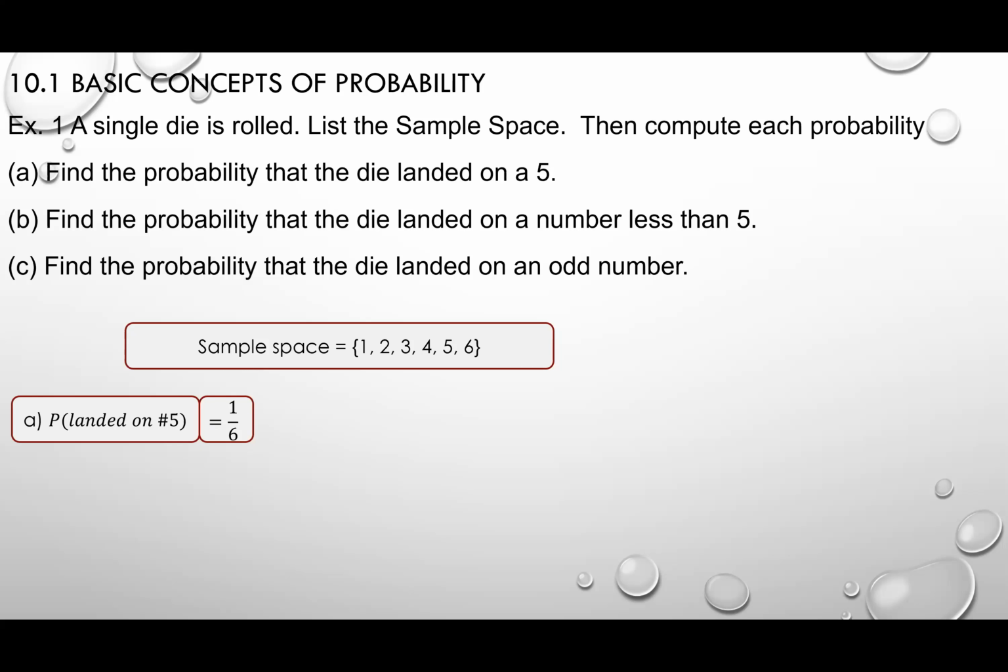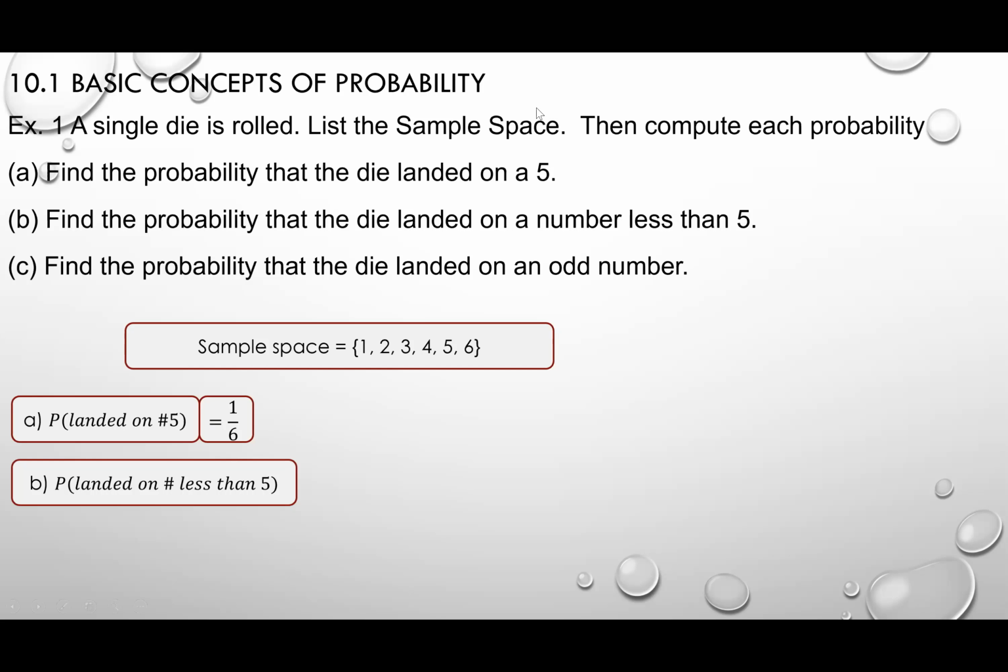Okay, so all that you ask yourself is, based on this sample space, how many items contain the criteria that we're looking for, over the total. So similarly, if you look at this, they ask you to find the probability of landing on a number less than 5. Oh, I think I did something wrong.